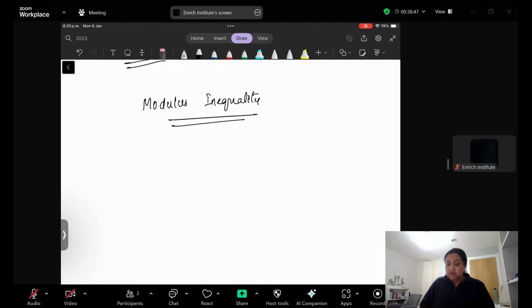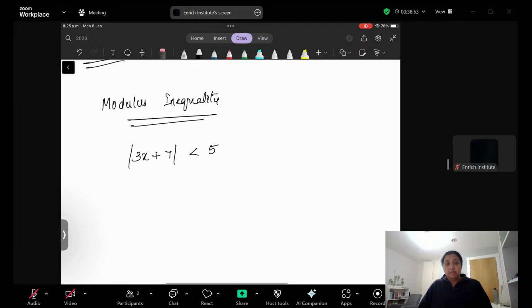Okay, modulus inequality works like this. So 3x plus 7 less than 5. Okay, what do you mean by a modulus? Modulus means if I am writing modulus of minus 5, that means you're taking only the number, you're not taking the sign. So modulus of minus 5 will be 5, or minus 8 will be 8, positive 4 will be 4. We are just taking only the number. So that is the concept of modulus.